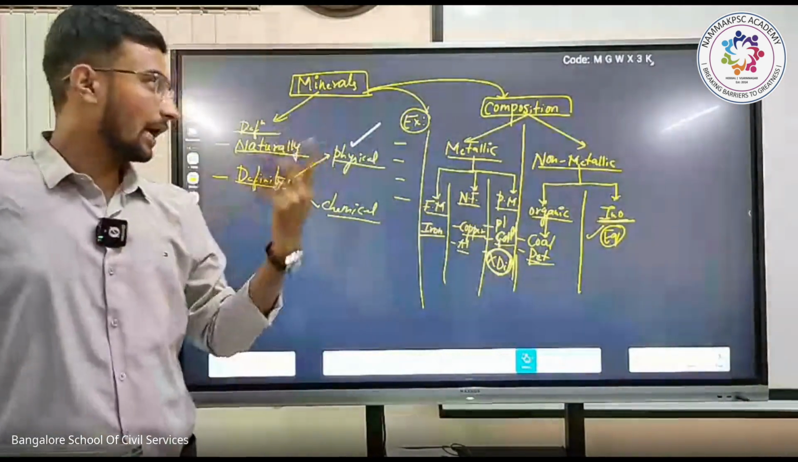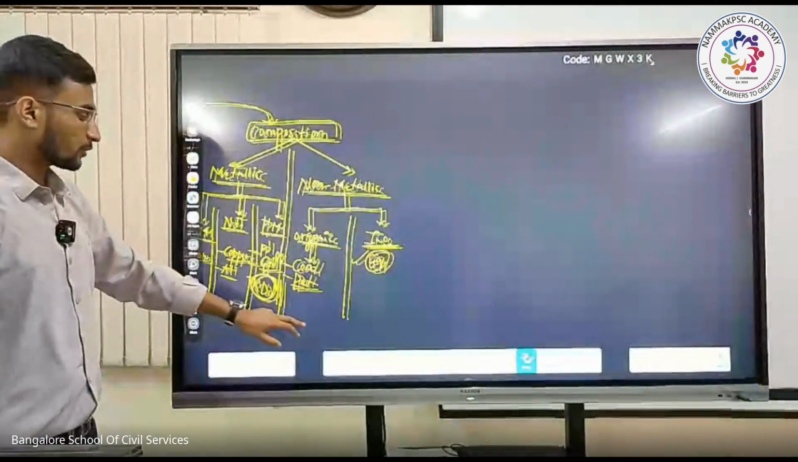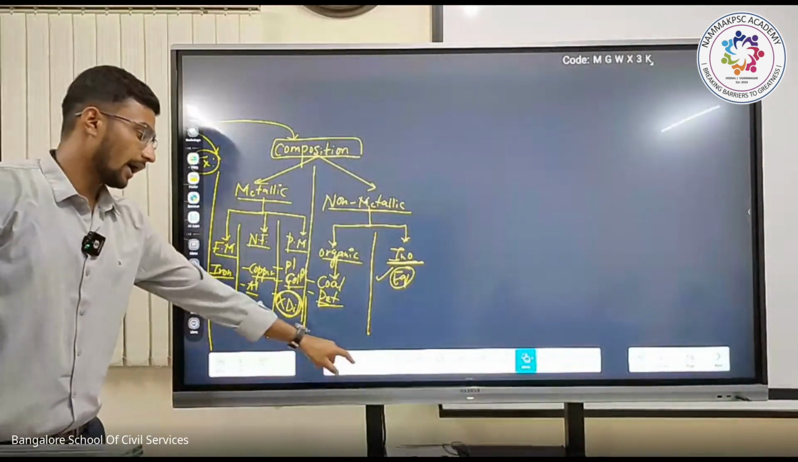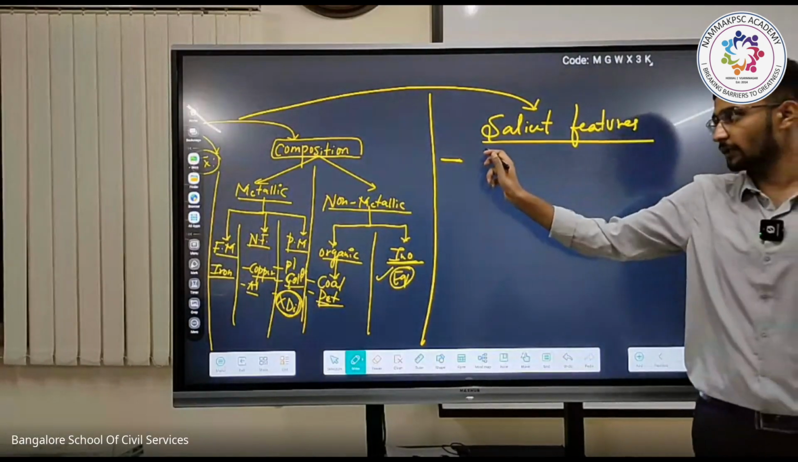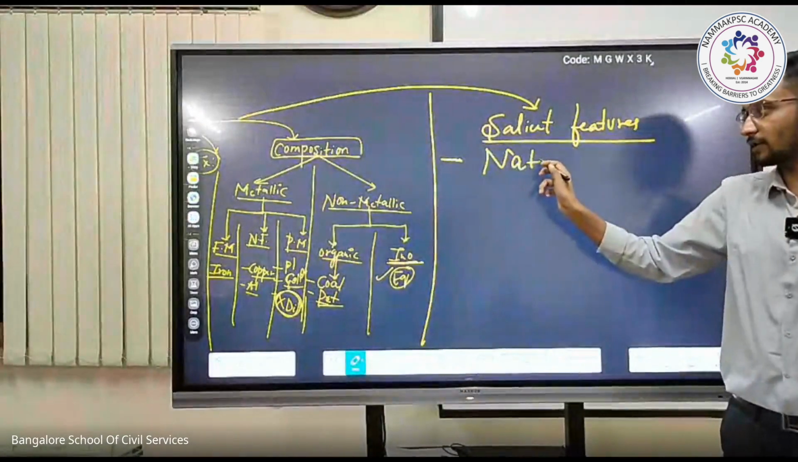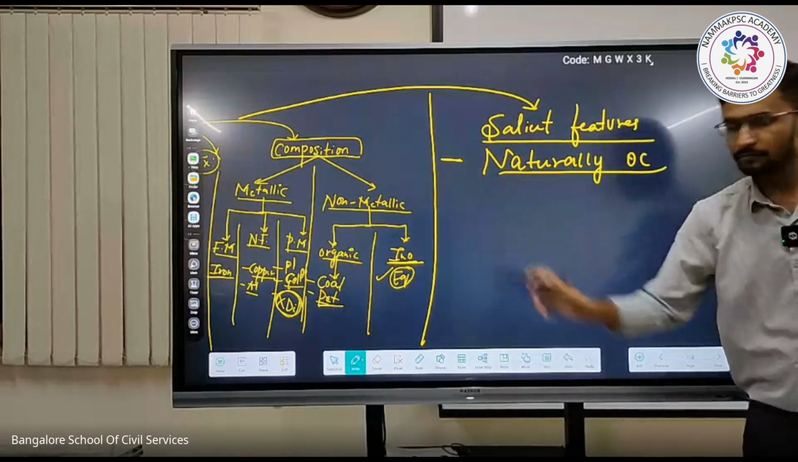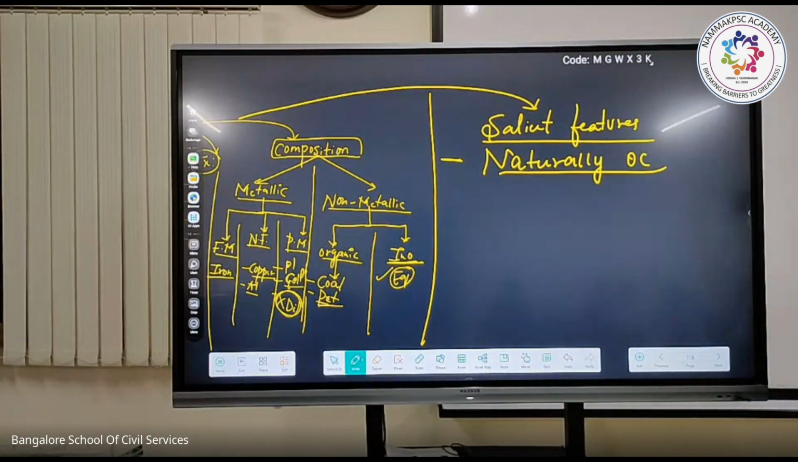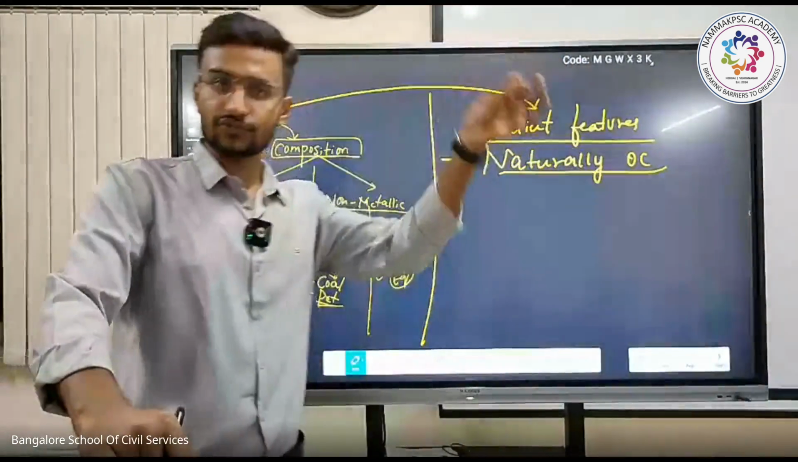Done. And the next one, with respect to our minerals, is the different salient features. Exactly. The first and foremost, it is naturally occurring. It is not artificially created, whereas it is a natural one. That is the definition.